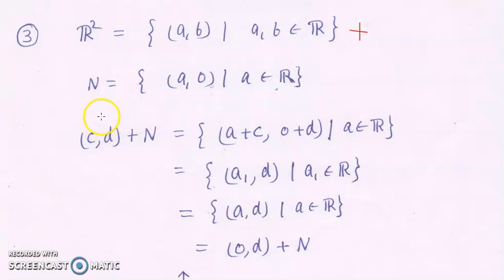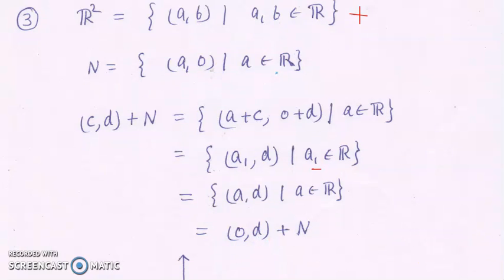Now I want to determine its cosets. So the coset is (c, d) + N, where (c, d) is some element of R2. Then it can be written as {(a + c, d) : a belongs to R}. You can replace a + c by a1, because a is varying over R, so a1 is also varying over R. But this a1 is just a dummy variable, so let me write a again: {(a, d) : a belongs to R}. So it can be written as (0, d) + N.